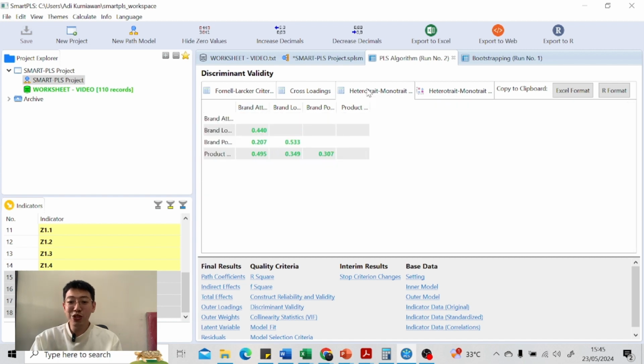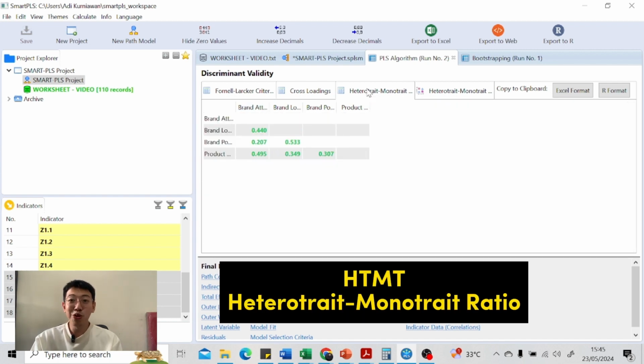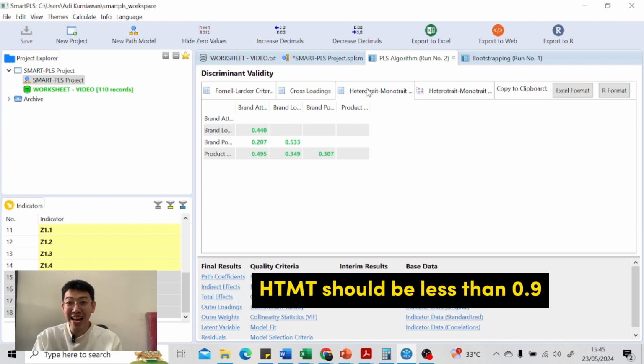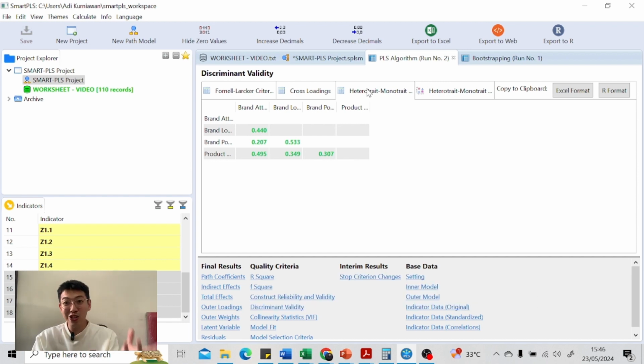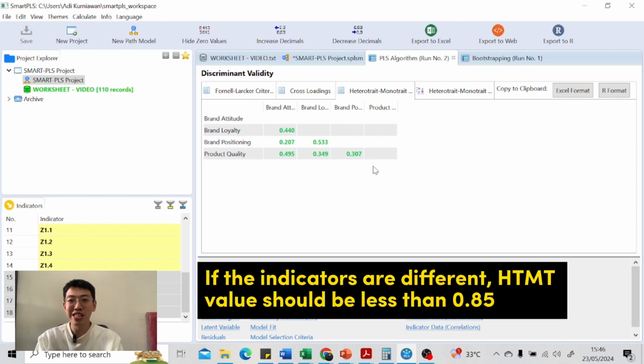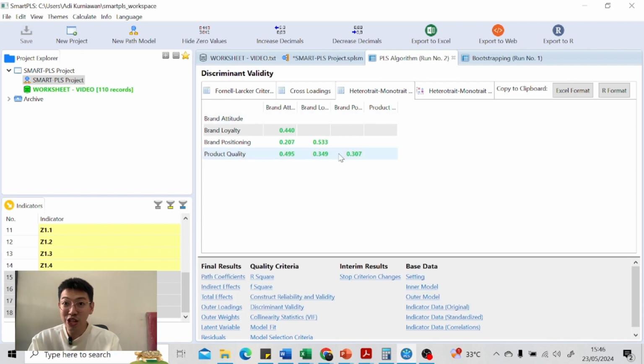The third method is using HTMT or heterotrait-monotrait ratio. The prerequisite is that if it is less than 0.9, then it is good. Or the indicators representing a construct are different from the indicators representing other constructs or variables. Some sources also mention if the indicators are really different, then we can set the benchmark or threshold value at 0.85 instead of 0.9. So in this case, all the values are less than 0.9 or less than 0.85, so the discriminant validity criteria is fulfilled.